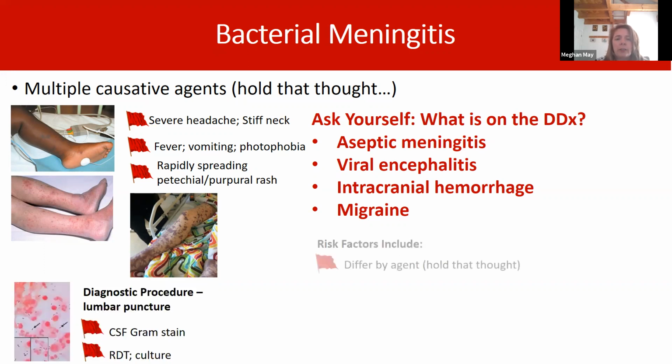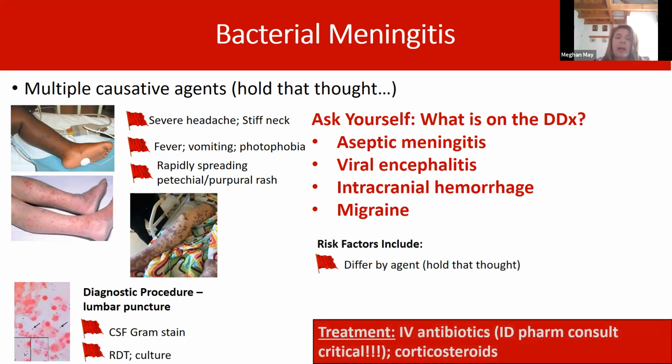Okay, so risk factors for bacterial meningitis are going to differ by agent. So again, hold that thought. We'll get back to it in a second. And the treatment for this is IV antibiotics, and it's critical to consult with the ID pharmacist on this to get the dosing right and the pharmacology right, because you've got about one crack at getting this right. And in addition to that, corticosteroids are usually also administered to take the swelling off the spinal cord and the brain to try to minimize any long-term damage.